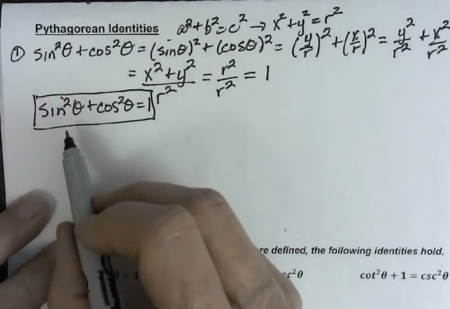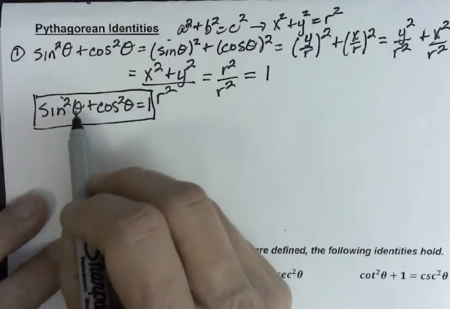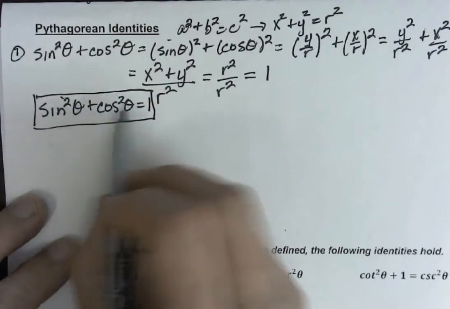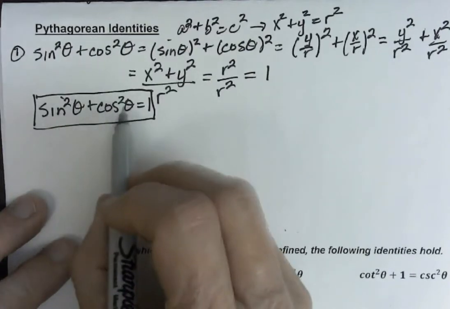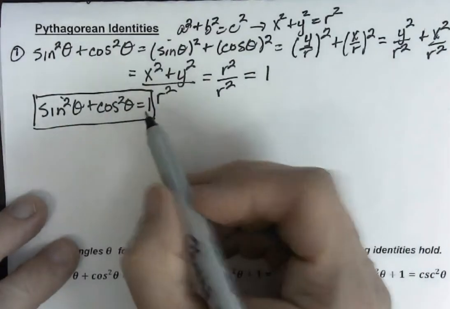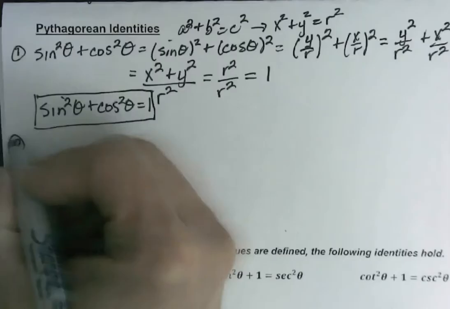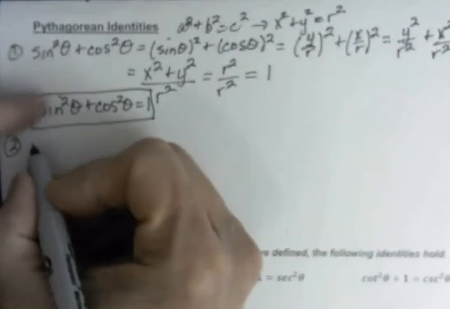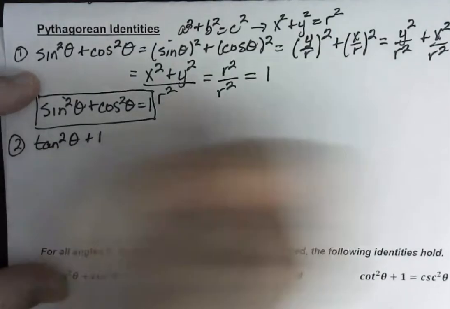So when we talk about an identity, we mean something that's true no matter what the angle is. As long as we have the same angle for both of these, if we square sine and square cosine and add those two together, we always end up with 1. The next one we're going to look at is this expression, tangent squared theta plus 1.